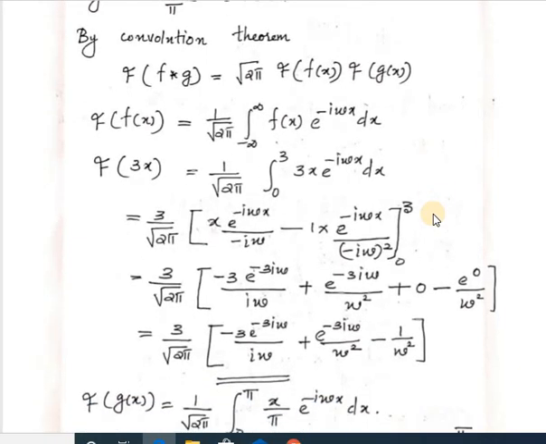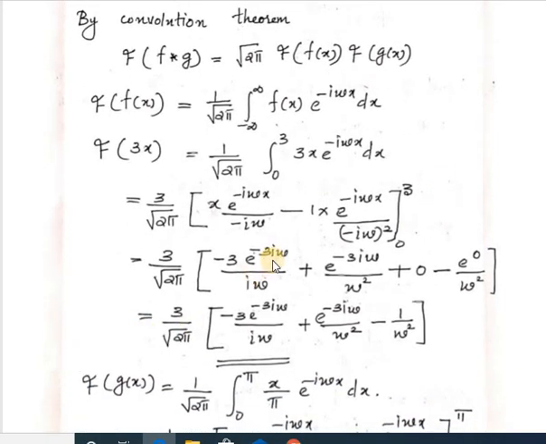Now apply the upper limit 3. So it becomes minus 3 e raised to minus 3 i omega by i omega. Here it is minus i square. We know that i square is minus 1. So minus i square means minus i into minus i, so it becomes minus 1. So minus minus, this one plus 1, e raised to minus 3 i omega by omega square.